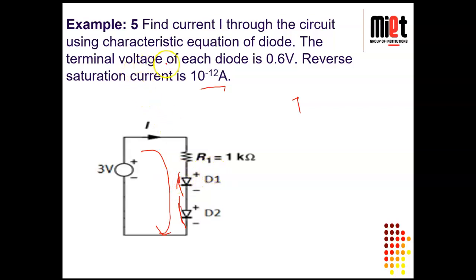What is given? Voltage of each diode is 0.6 volt. So voltage is given, and reverse saturation current is given, and for silicon eta there is no information, so we will take 1. So using that formula we can easily calculate the current. Just try it by yourself.